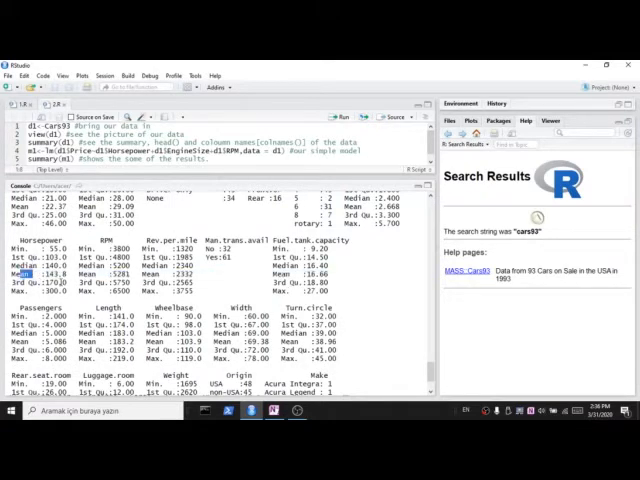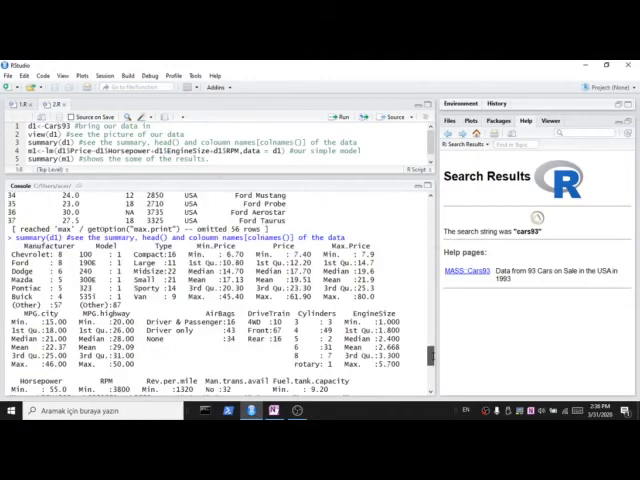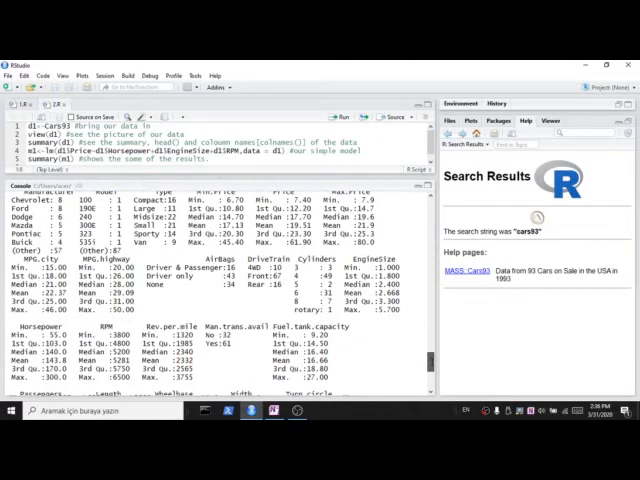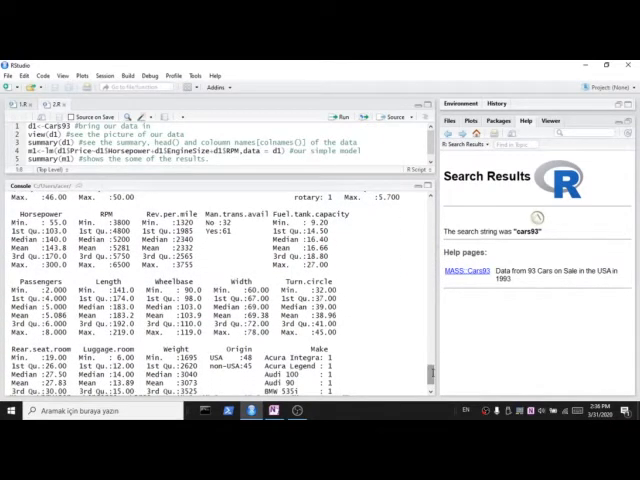Median, mean, quartile, maximum, these things. And we know that there are lots of columns. What is most important in cars? What is the most different, the eye-catching difference between the cars?